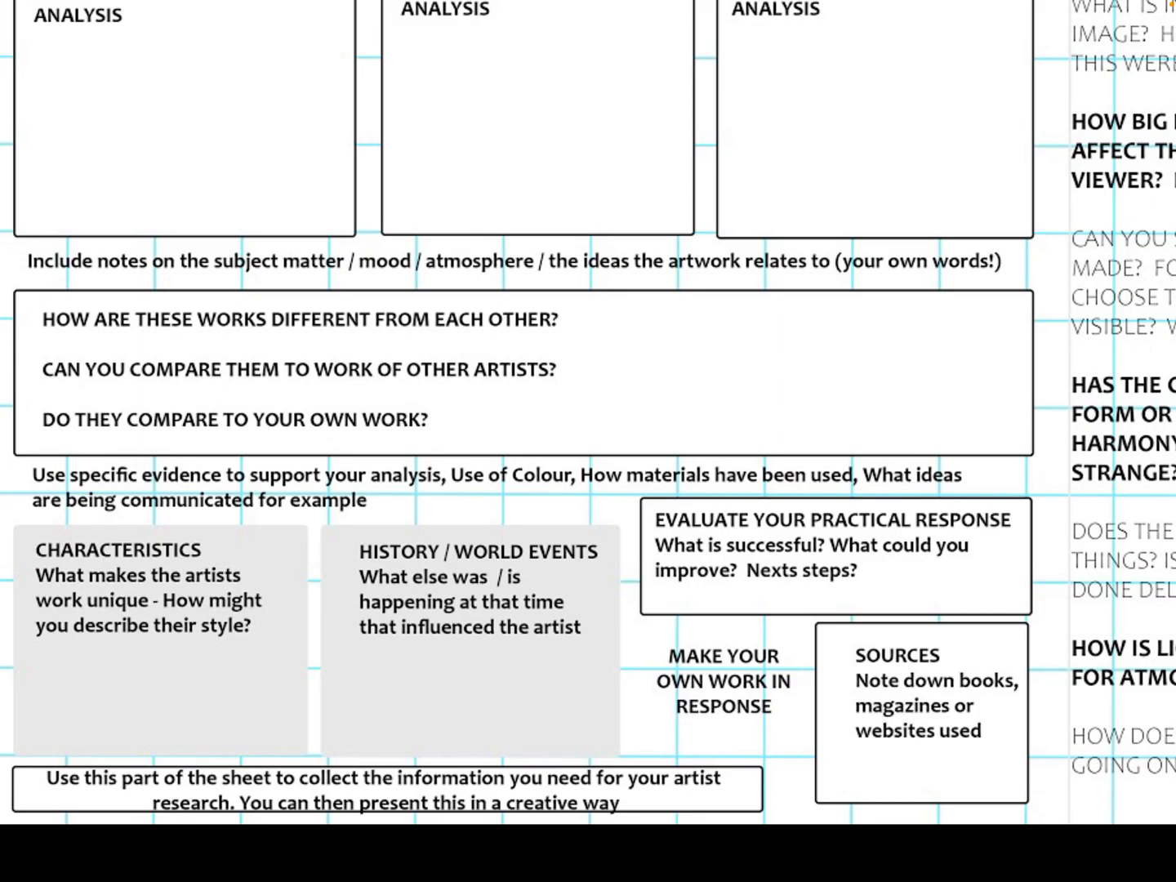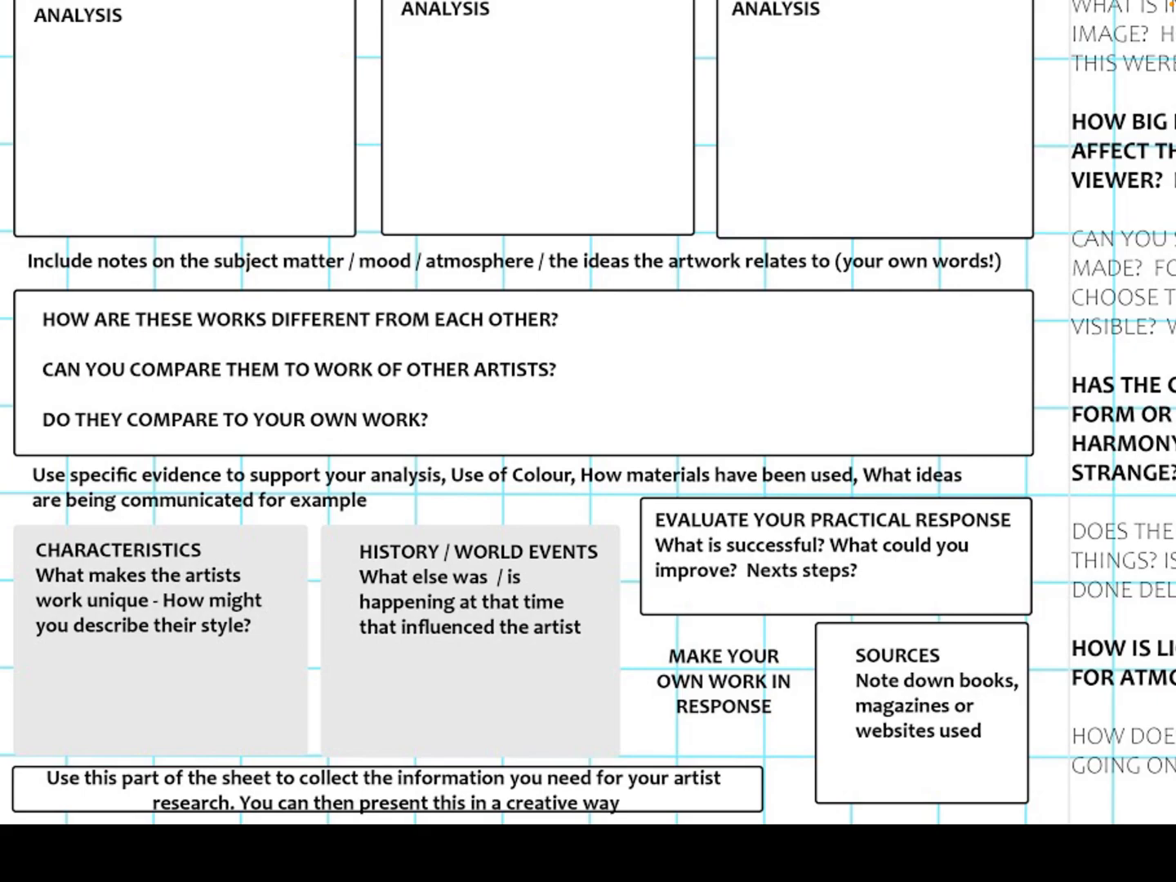History and world of events. What else or what was happening at the time that influenced the artist? Use this part of the sheet to collect information you need for your artist research. So you can start to use this side of the sheet just to help you out, start to gather some work together. Okay? So you're going to create a piece of work as your own response, and I'll talk to you about that in your own video.